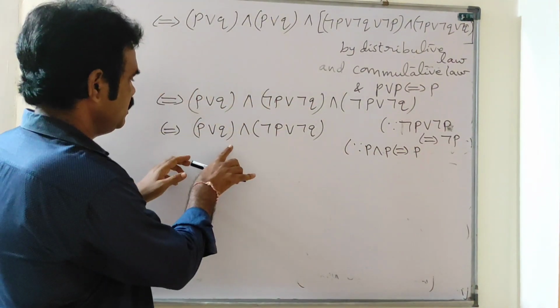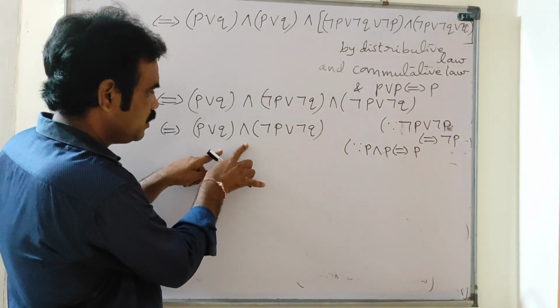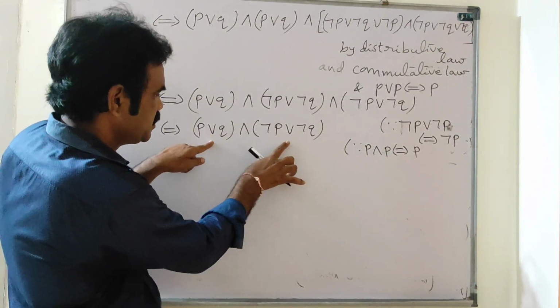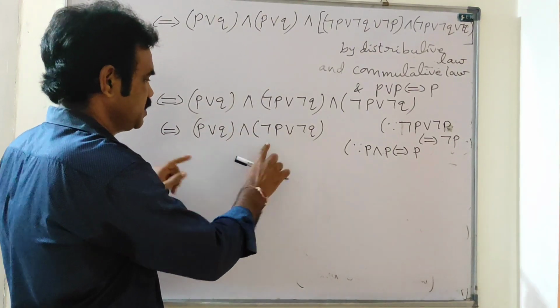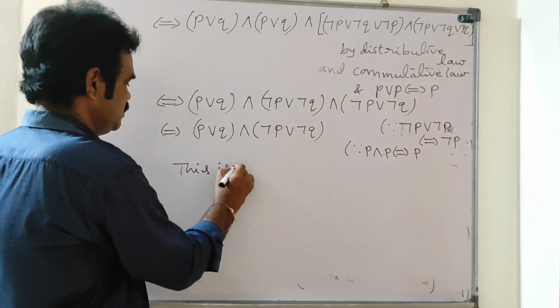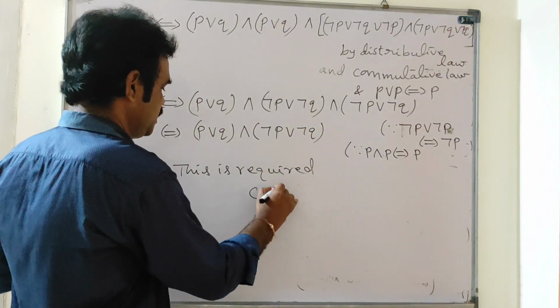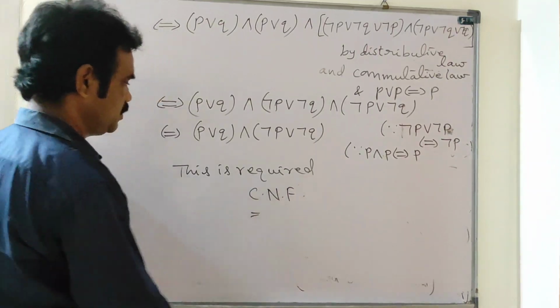Conjunction of disjunctions or product of elementary sums. These are elementary sums. Okay, product of elementary sums or conjunction of disjunction. That's why this is required. This is required conjunctive normal form. CNF means conjunctive normal form.